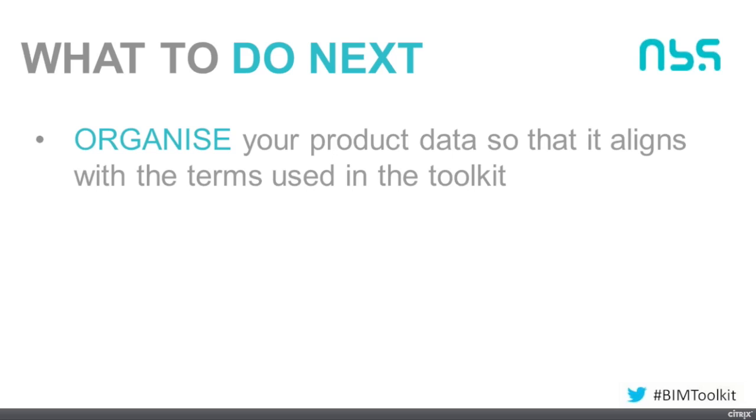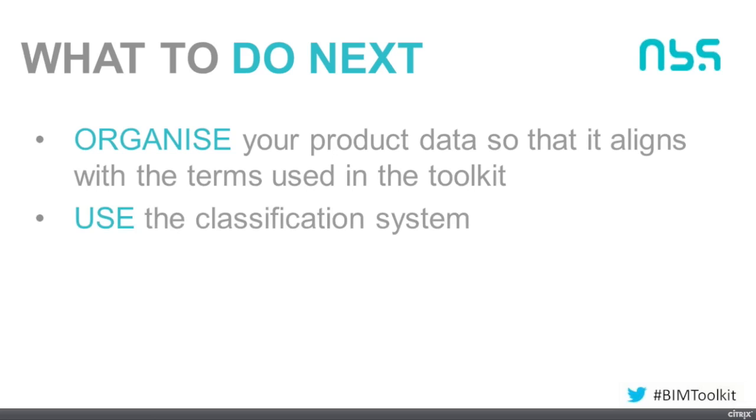So think about how you might organize your product data so that it aligns with the terms used in the toolkit. And think about the classification system as well. Have a look at that. Use the classification system. You might want to just label your product literature with that classification code. You may want to use it to structure some of the technical information that you provide.